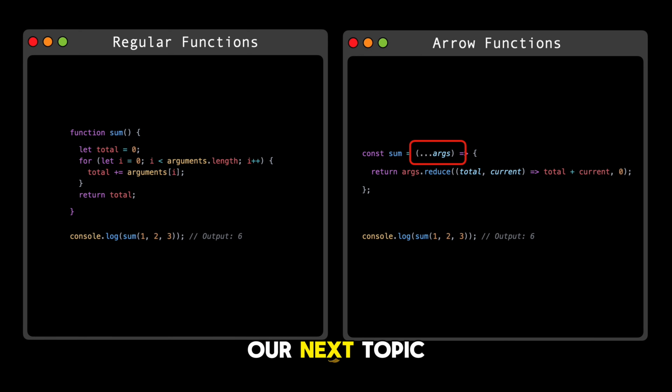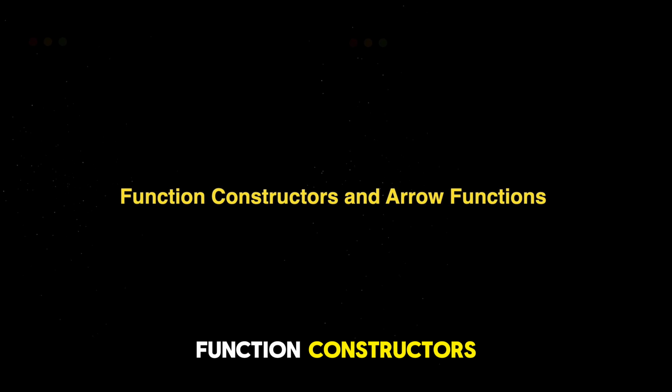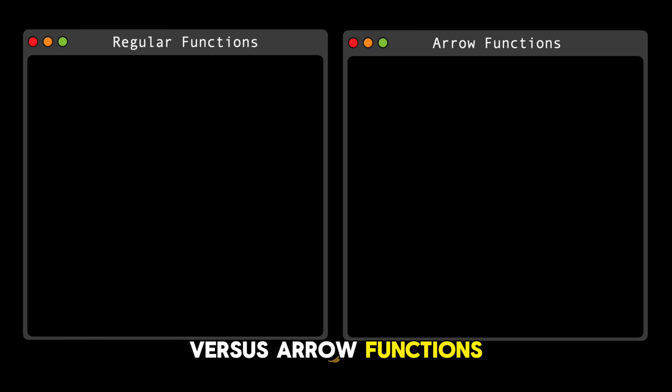Now we discuss our next topic, function constructors and how they differ when using traditional functions versus arrow functions. This comparison is crucial, especially when dealing with object-oriented JavaScript. Let's start by delving into a function constructor example using a traditional function. First up, we have a traditional function named Car.